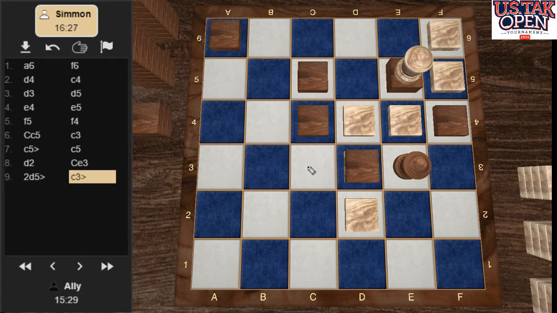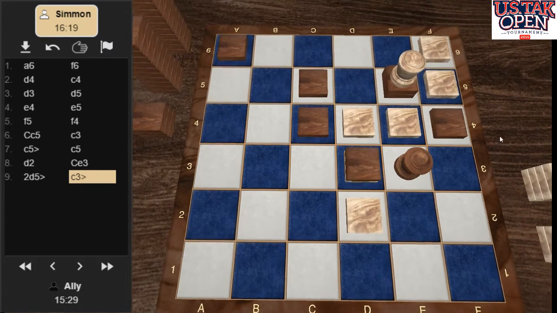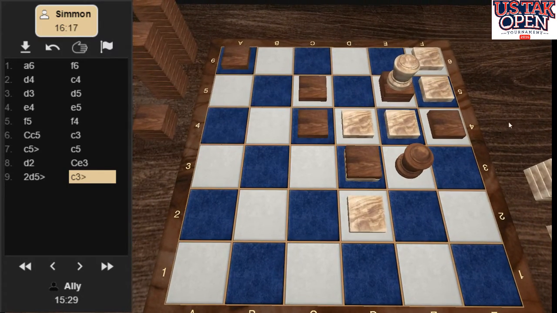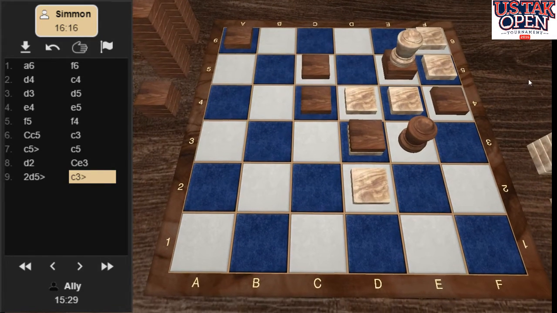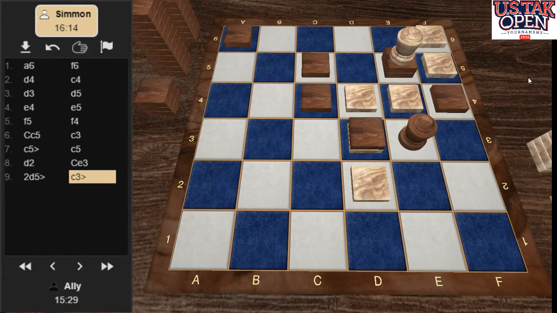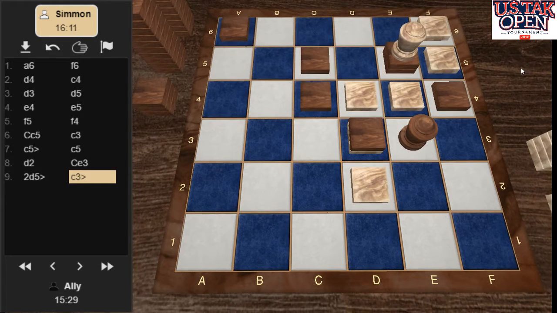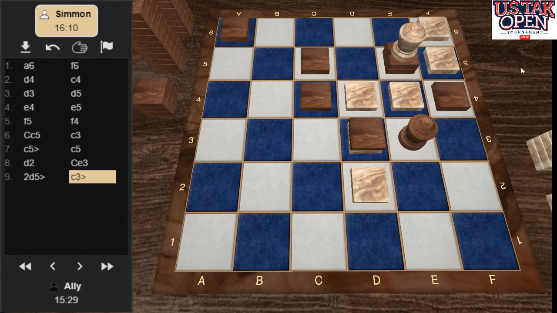And there, yes, he does opt for a capture. C3 to the right. And now we are starting to get into some three-dimensional play here, really. Let me just give us a little bit more of a view of these stacks. There we go.